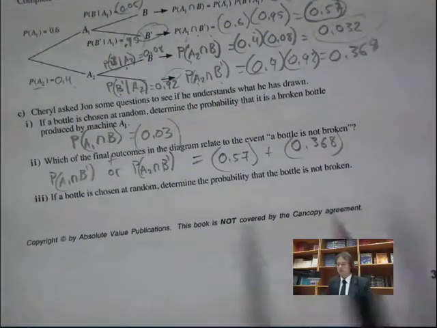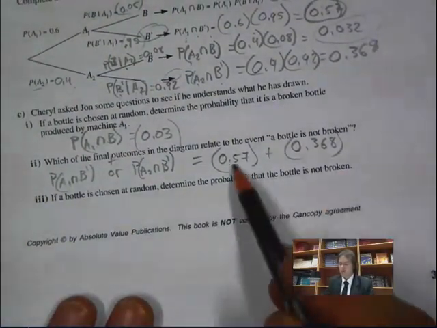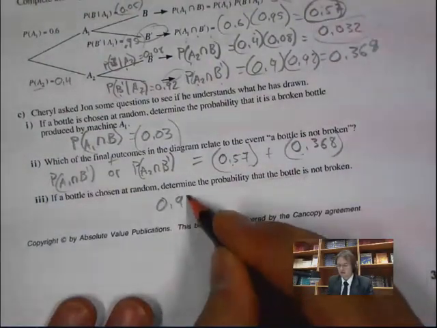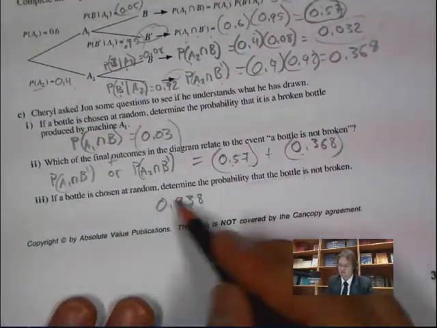So what is the probability that the bottle is not broken? This is a continuation of that. We add those two numbers together. I'm going to get 0.938. Okay? There we go.